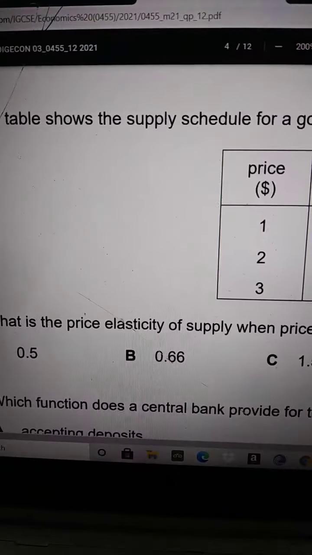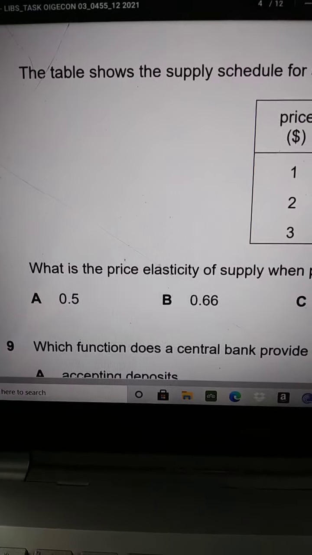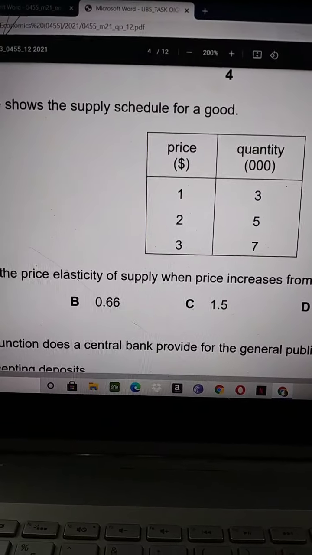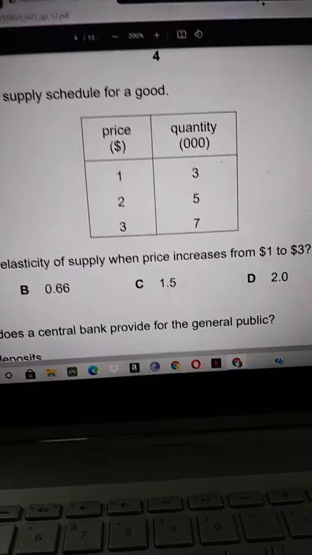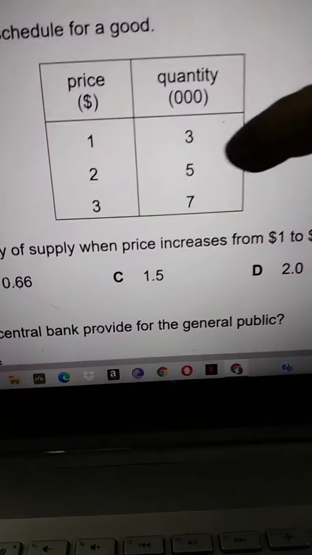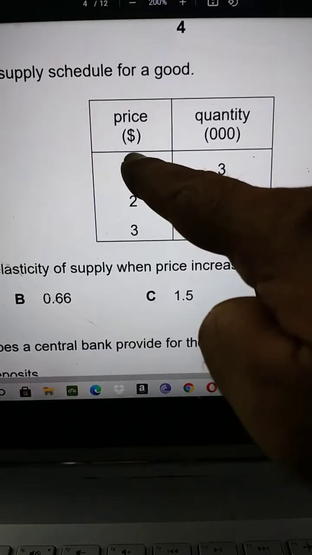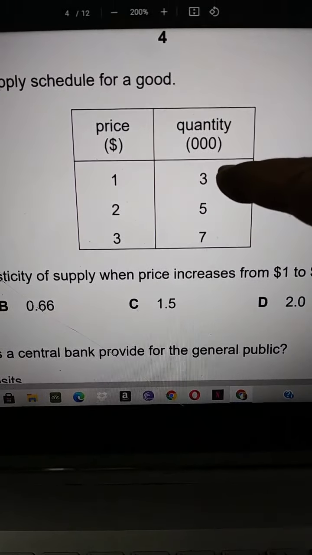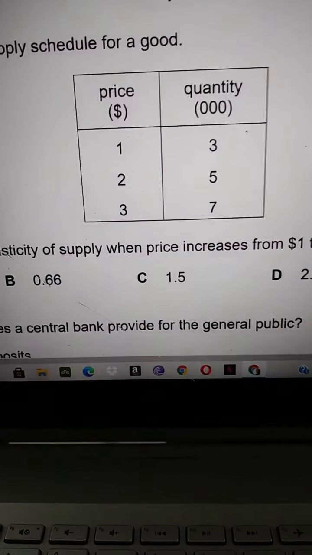Question number 8. The table shows the supply schedule for a good, prices and quantity given. If you know the formula of the price elasticity of supply, you can easily do this question. The price elasticity of supply is percentage change in quantity supplied over percentage change in price. If we are finding the PES from $1 to $3, your new price will be $3, your old price will be $1, your new quantity supplied will be 7, and your old quantity supplied will be 3. So you can work out the percentage change in supply over the percentage change in price.